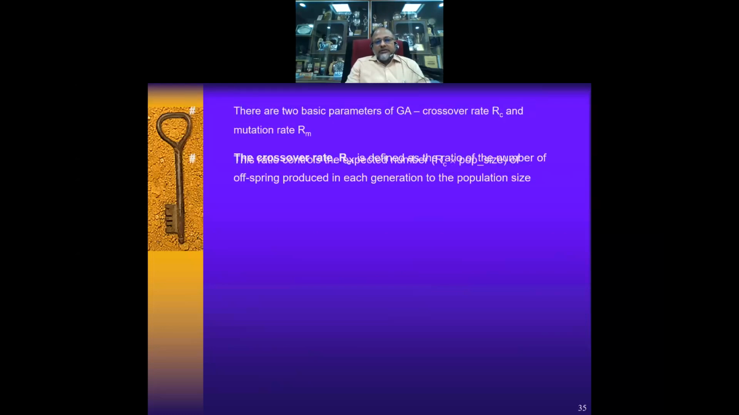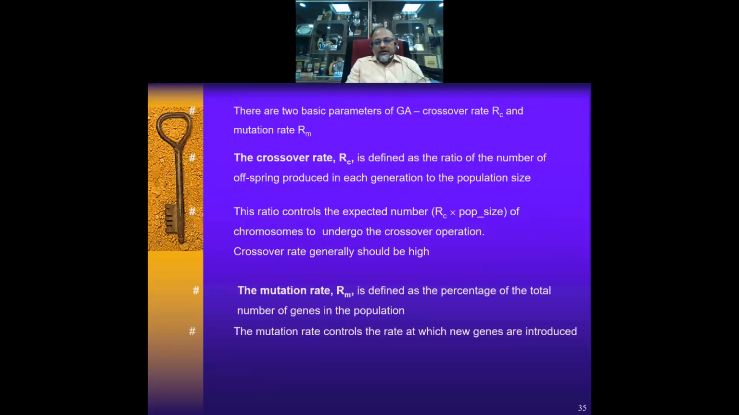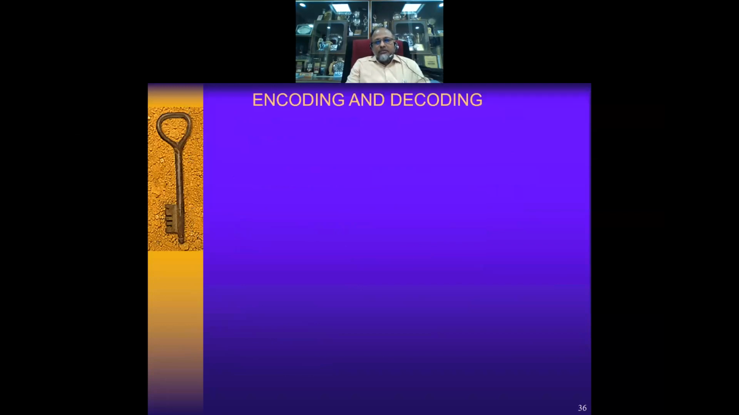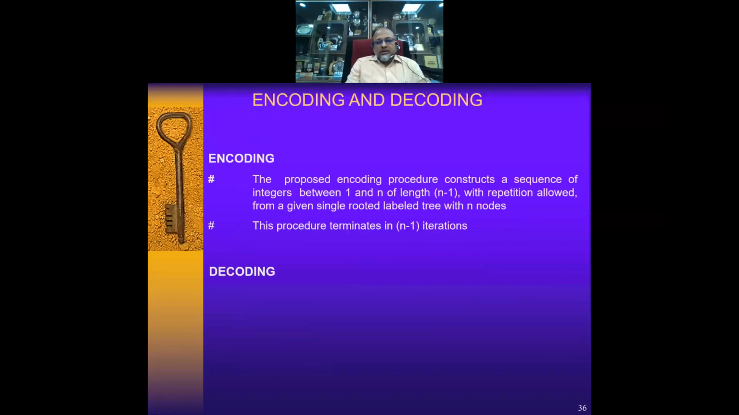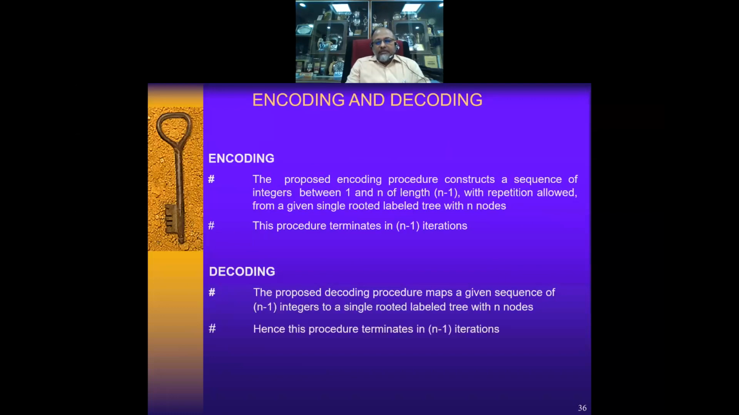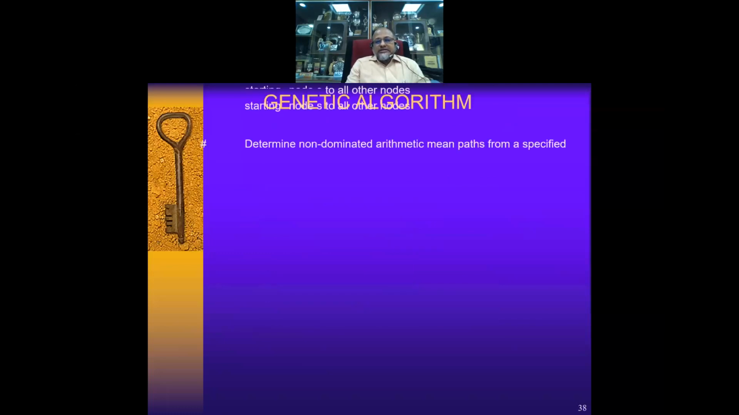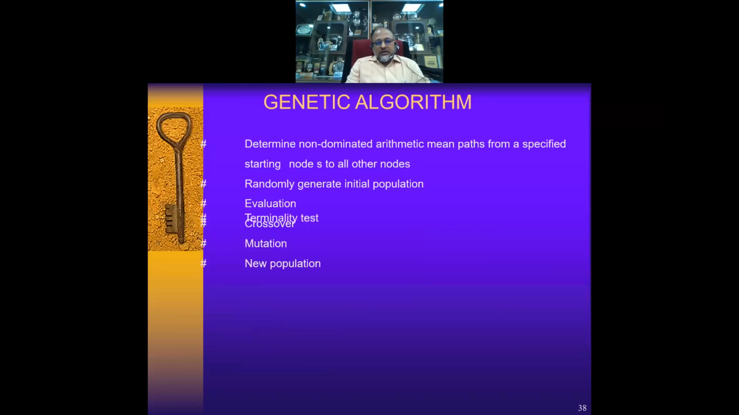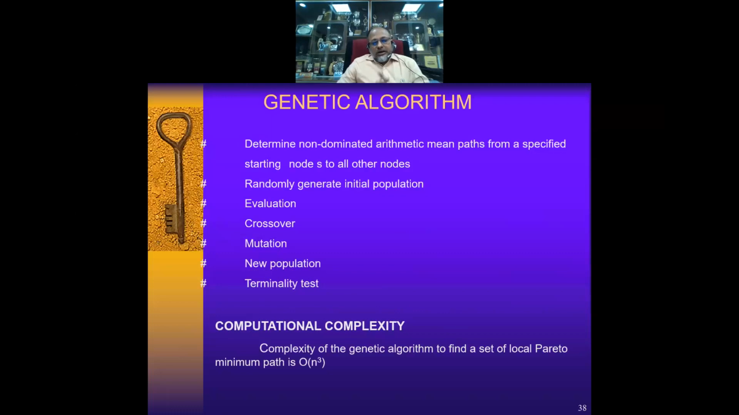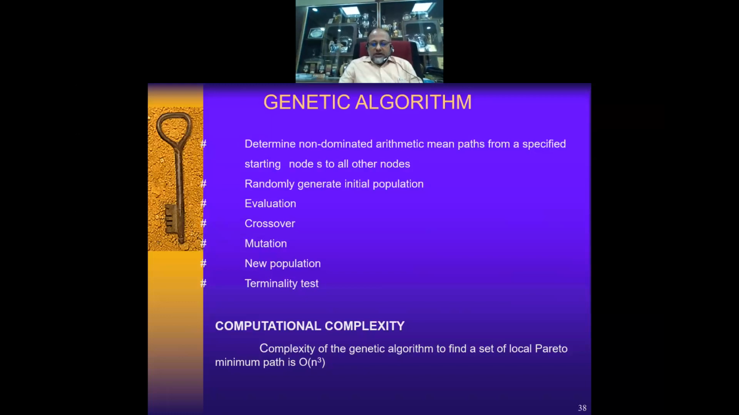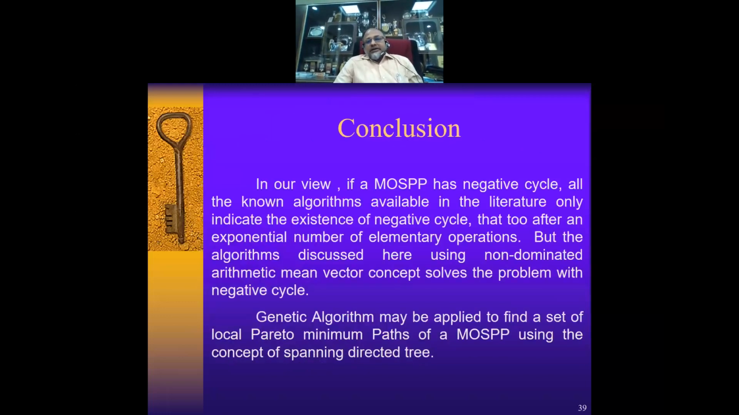Interestingly, and this is a very important point, using the genetic algorithm it is in polynomial time, that is order of n power 3, where n is the number of nodes. In order of n power 3, we can find not all the non-dominated solutions, but a set of non-dominated solutions. So the computational complexity of the genetic algorithm to find a set of local Pareto minimum paths is order of n power 3.